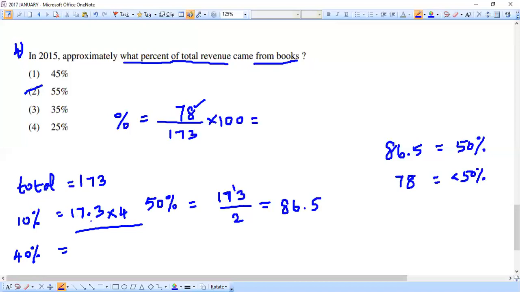17.3 is going to be 10%. If I multiply 17.3 by 4, we can get 40%. Very simply, right? Yeah, fine. So let's put the decimal here again.